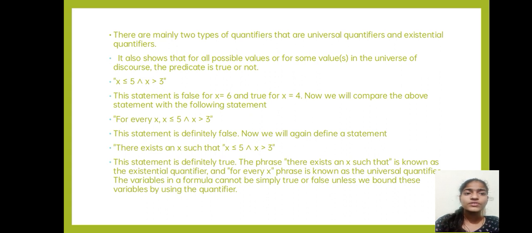Now we will again define a statement, because if we took 1, 2, 3, 4, yes, but not all satisfy the condition that x is less than or equal to 5 and x is greater than 3. So for some numbers it is false, right? Like 6, 7, 8, it is false for those. So it only accepts x equals 4.